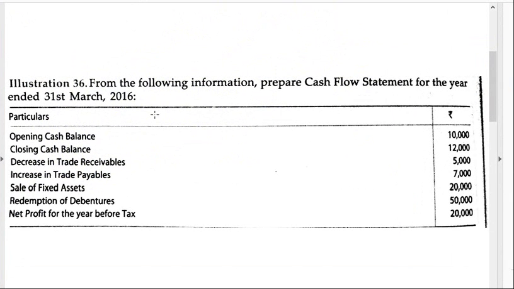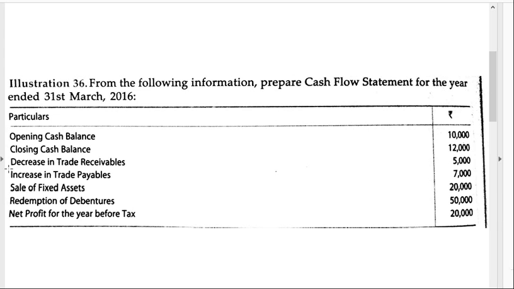Everything will be related to what we have studied so far in the last 15 lectures. Everything is related to that. Nothing will be out of that. Right? So then you have increase in trade payables. This is our sundry creditors, isn't it?